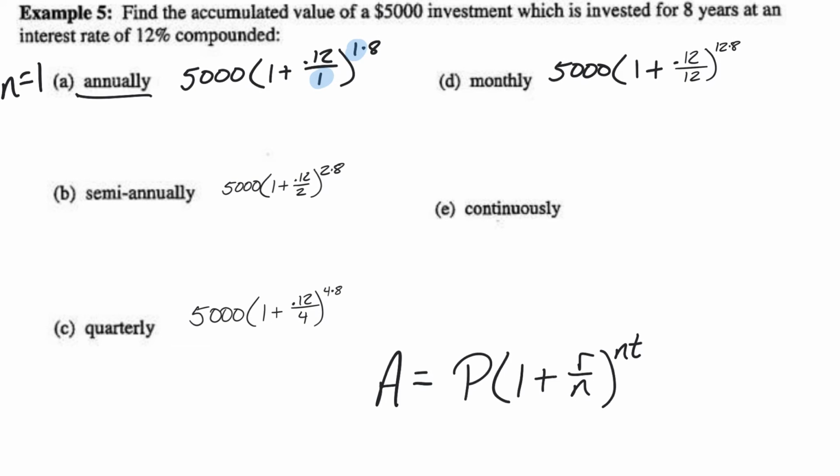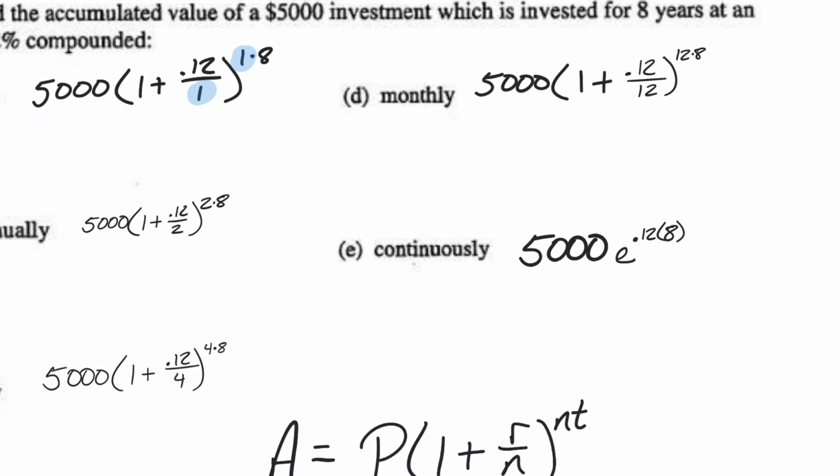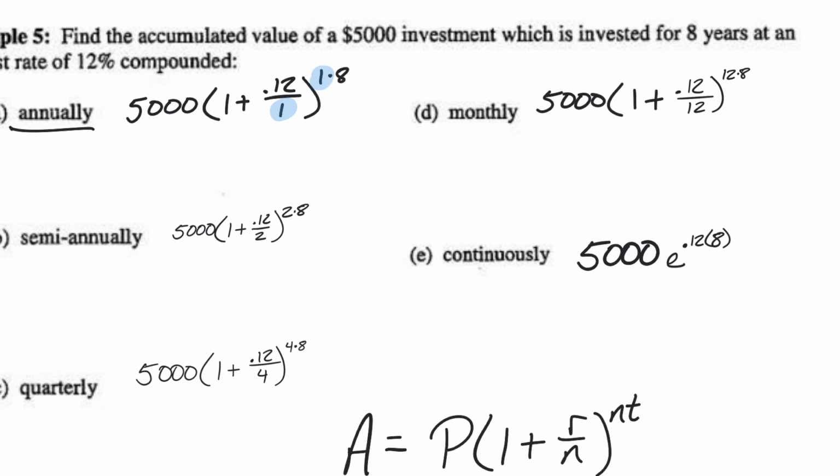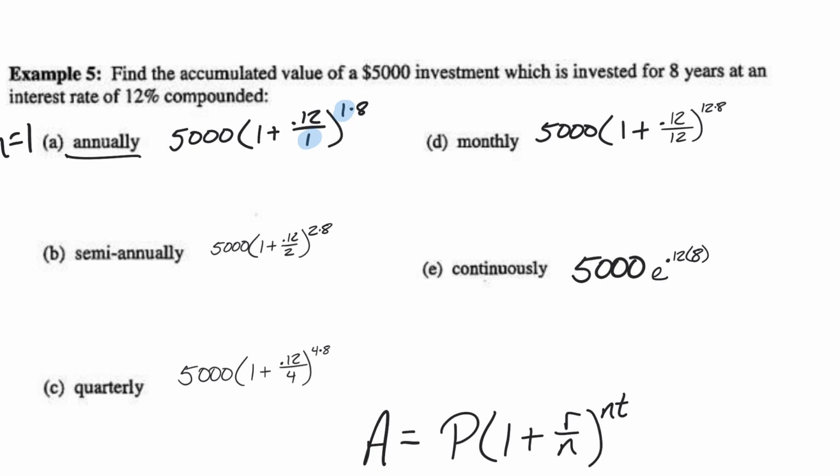And then continuous compound. 5,000. Euler's number, there's the P, E. The rate is 0.12, and the amount of time is 8. So we'll take a step back and look at all of our different formulas. These are how we construct all of our different formulas.